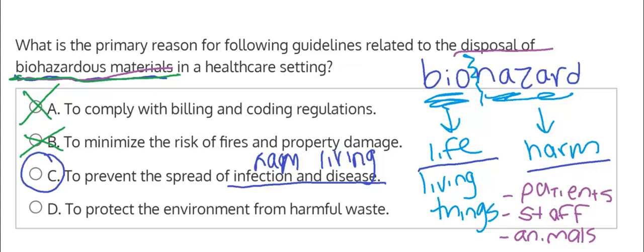And then option D says to protect the environment from harmful waste. Now, this could be tricky because you might go to option D, you might say, oh, this prevents harm to the environment, but actually we are preventing harm to the healthcare setting, meaning the patients and the people in it, and not as much with the environment in this case. So we could actually eliminate option D and go with option C, preventing spread of infection and disease.